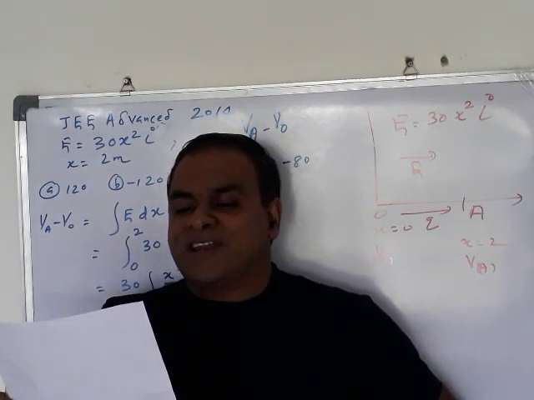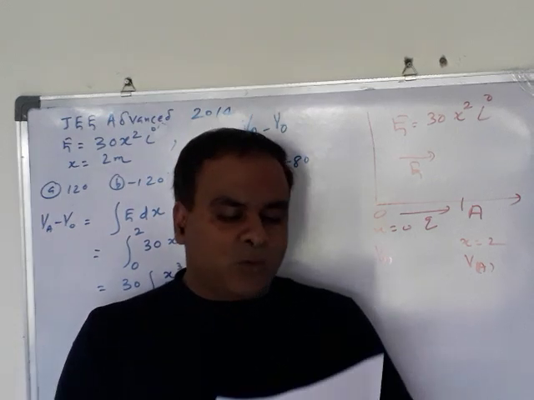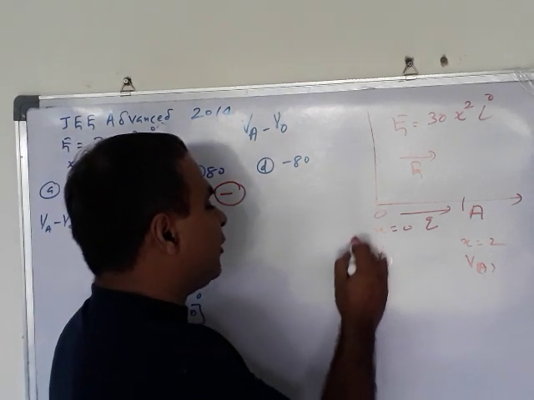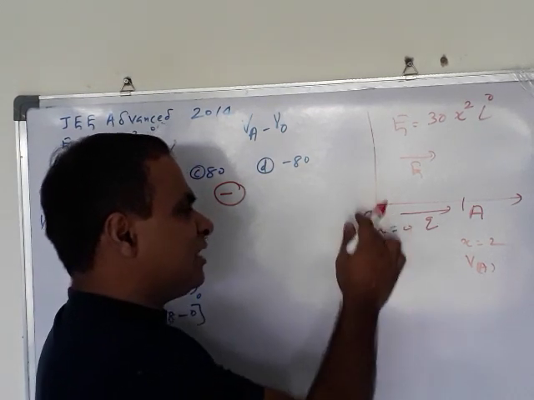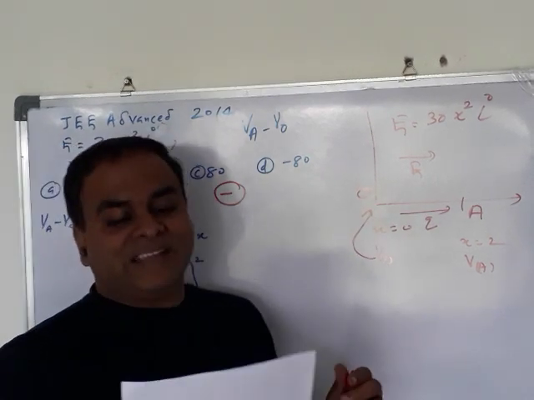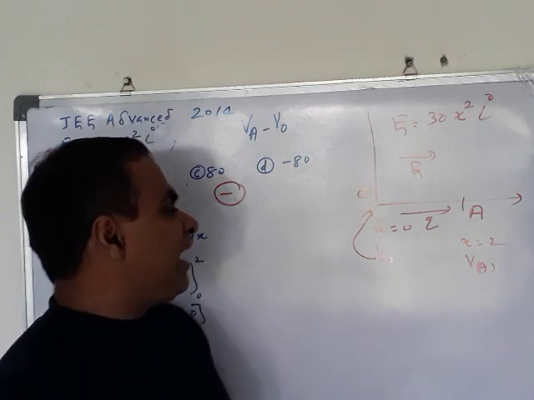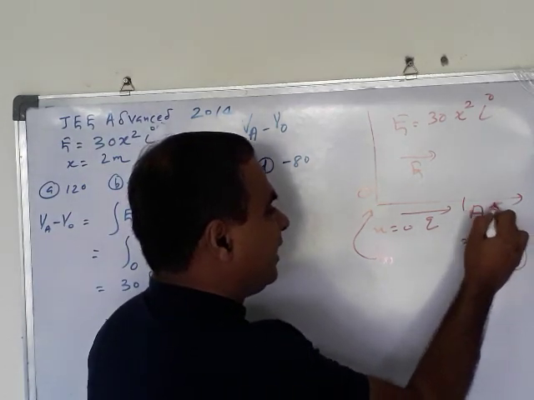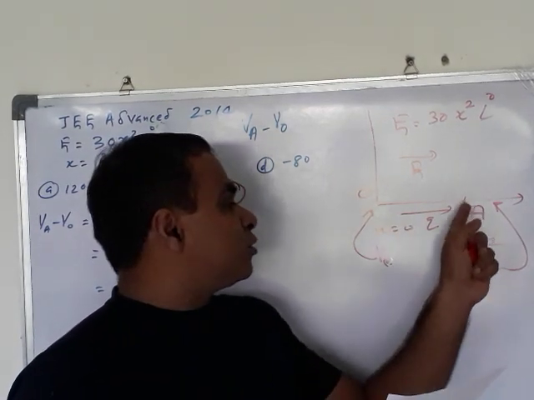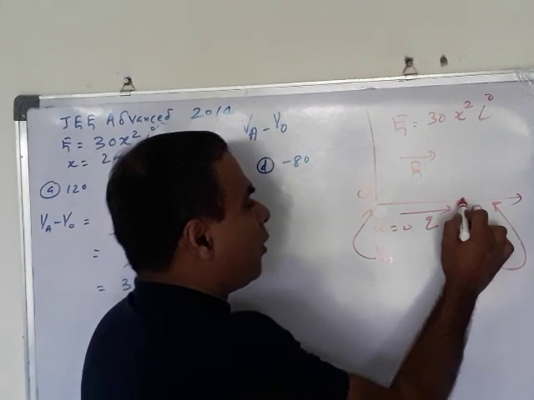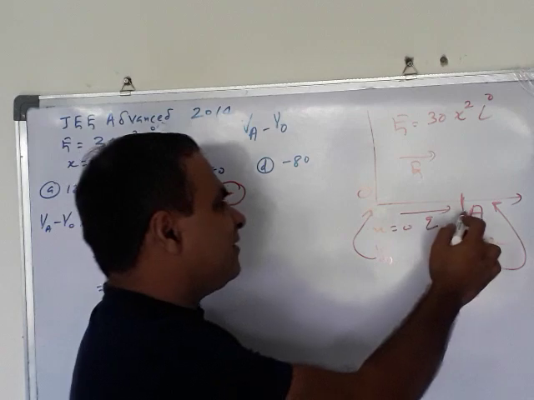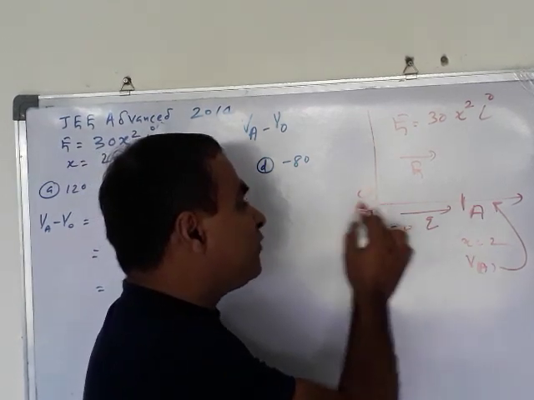Then the potential difference VA minus V0, where V0 is the potential at the origin O. At that point, the potential is V0, and VA is the potential at point A, where x is equal to 2. A is a point 2 units from the origin on the x-axis.